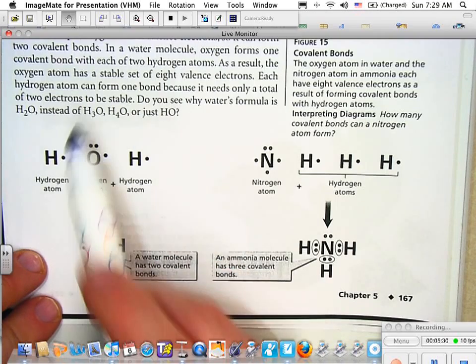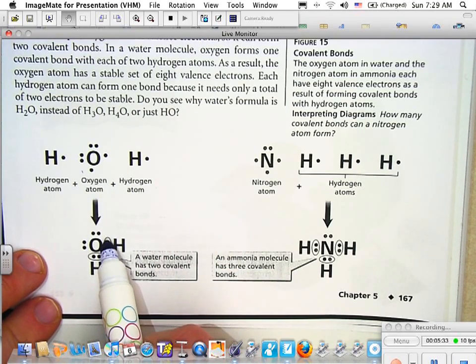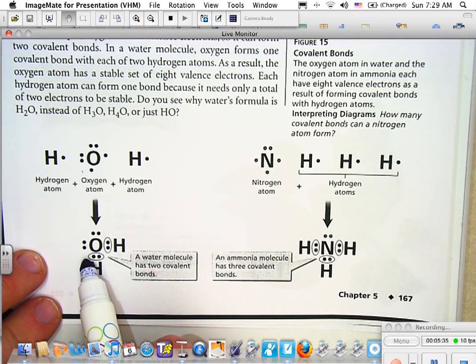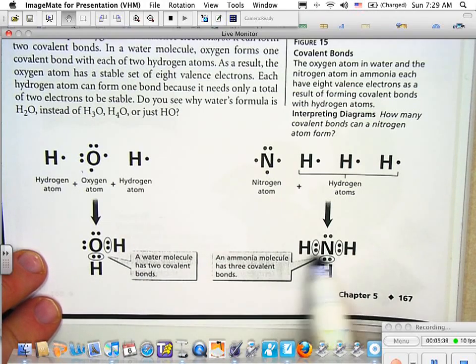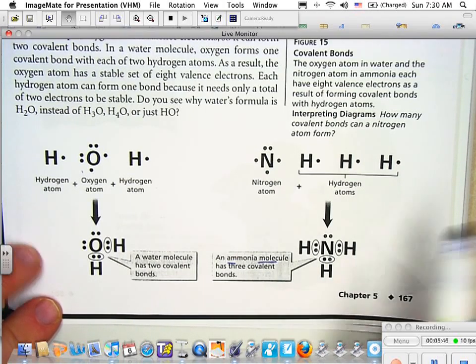One more around here. Look, they share, and so now hydrogen has 2, the other hydrogen has 2, and this oxygen has 8. A water molecule has 2 covalent bonds. An ammonia molecule has 3 covalent bonds. 1, 2, 3. Sweet.